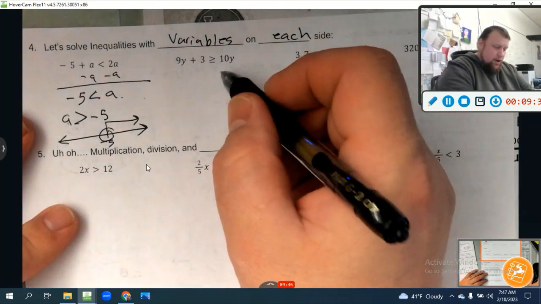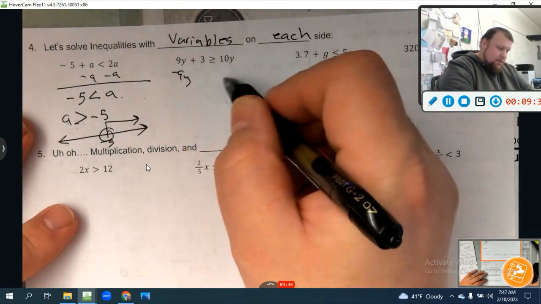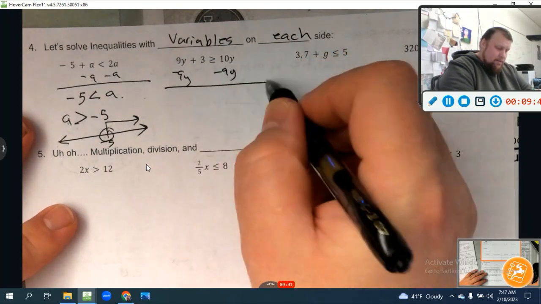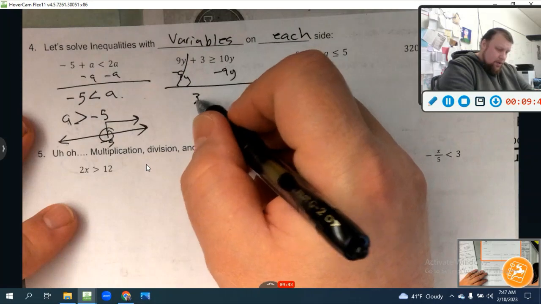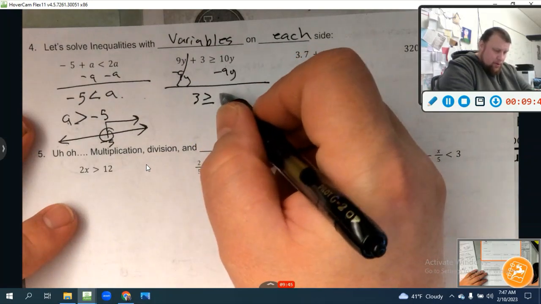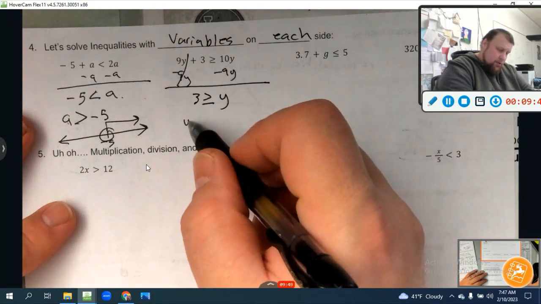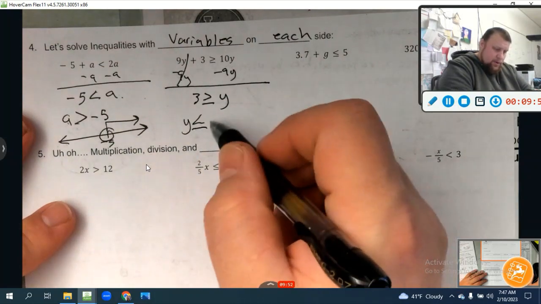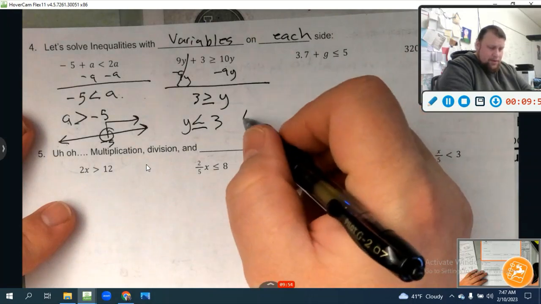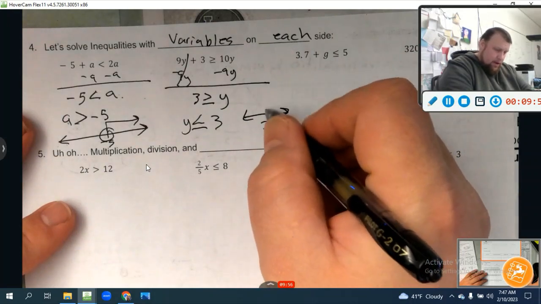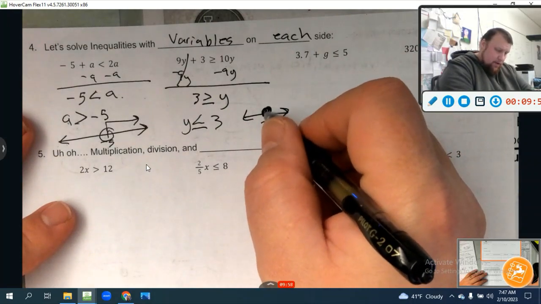Let's try this one. Same deal. 9y. I'm going to subtract 9y because I want to keep it positive. And I get 3 is greater than or equal to y. Now, again, the little end is pointed at the y, so I'm going to put y on the left and go less than or equal to 3, which is just a graph of 3, closed dot, and everything to the left.